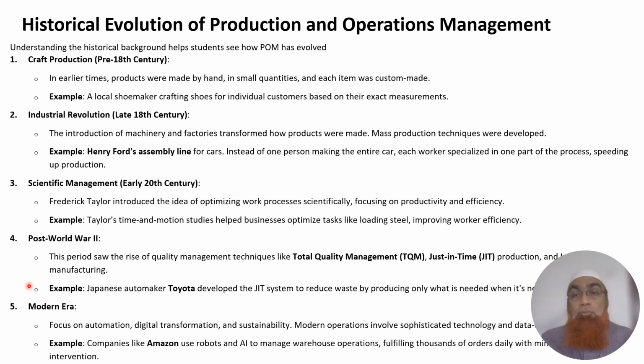Neither do you have to stock it in advance, nor pay for it in advance. So Toyota developed a JIT system to reduce waste by producing only what is needed when it is needed. Then the modern era focuses on automation, digital transformation, and sustainability. Modern operations involve sophisticated technology and a data-driven approach. For example, Amazon uses robots and AI to manage warehouse operations, which fulfill thousands of orders daily with almost no mistakes. So, through the use of technologies, that is how production and operations management has evolved over a period of time.